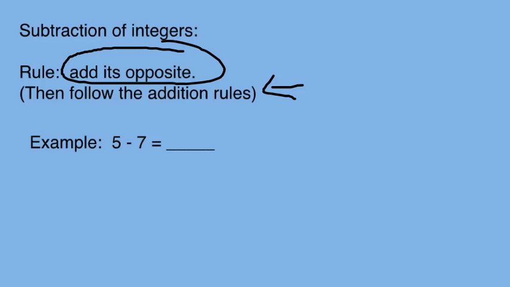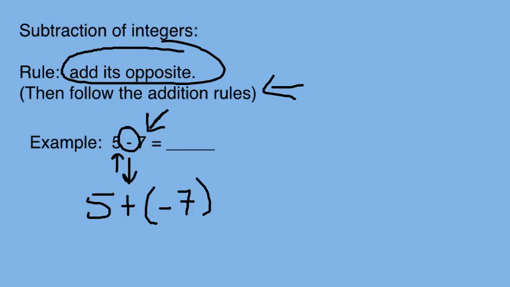First number stays the same. So I'm going to leave this as 5. Then it says add its opposite. Well, I am going to take this negative sign or subtraction sign and change it to a plus sign. But if I do that, then I have to do something with 7. I have to change 7 to its opposite. So that becomes -7.